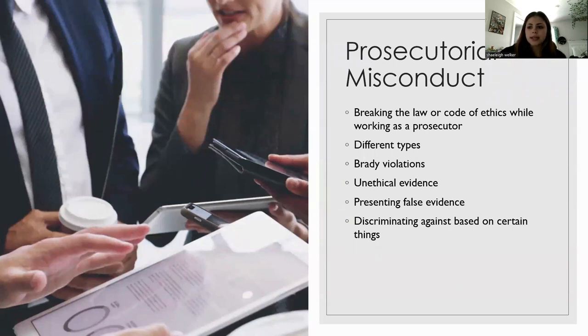Prosecutorial misconduct is the act of breaking the law or code of ethics while working as a prosecutor. These people are responsible for determining who should be held accountable for a crime that is committed. There are different types of prosecutorial misconduct, one being Brady violations, which is when the prosecutor withholds evidence that may be favorable to the defense, and they have to turn over all evidence, whether it proves the defendant guilty or not.